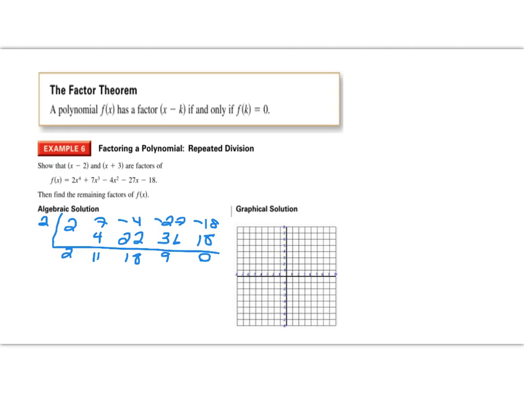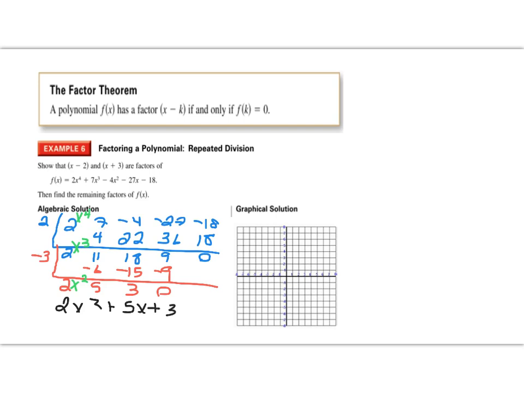So now I'm going to do it again, and this time I used 2, now I'm going to use -3, so drop my 2, -6, 5, -15, which gives me 3, -9, which is 0. So this was, let's go back and talk about this real quick. This was x to the 4th. This is x cubed. This is x squared. So what I have at the present time is 2x squared plus 5x plus 3.